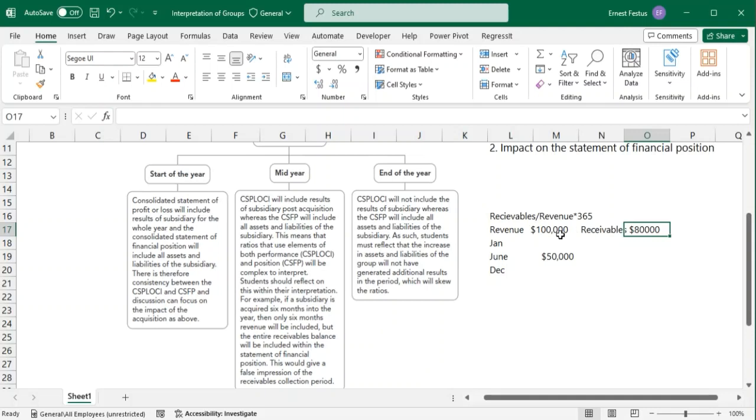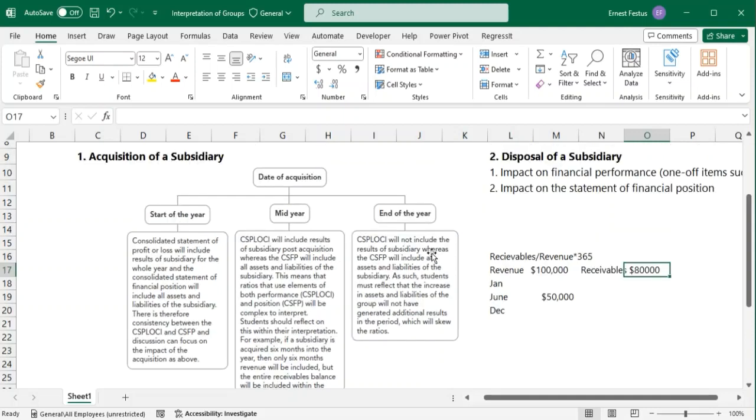All right, and then the last one, which is the third one, is the end of year acquisition. Now, what happens when the subsidiary is acquired at the end of the year? What happens is the opposite of the start of the year. At the end of the year, the consolidated statement of profit or loss and other comprehensive income figures will not be used at all.